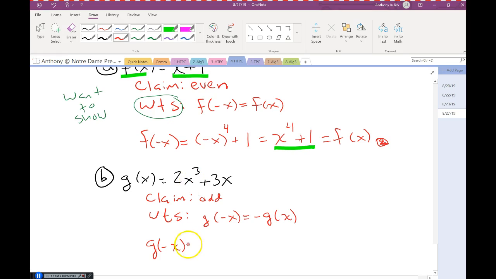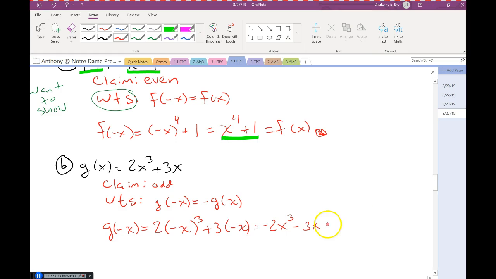All right. So we'll start the same way. G of negative x. I'll make that substitution and replace all my x's with negative x's. Now I'm going to simplify. Negative x to the third is negative x to the third, times 2 is negative 2x to the third. 3 times negative x is negative 3x. Everybody okay to there?